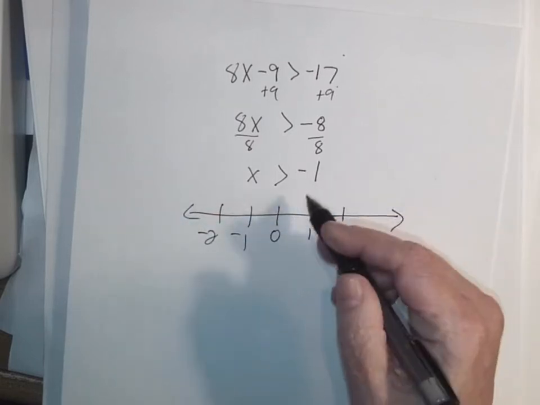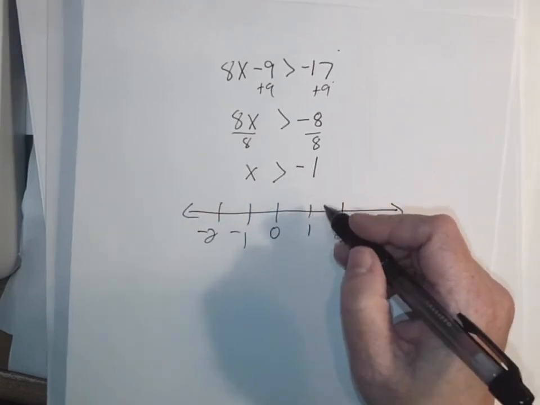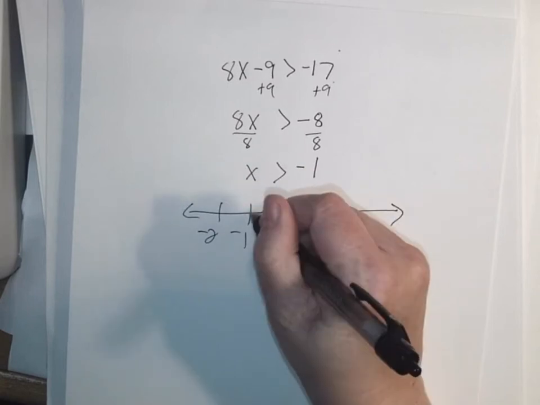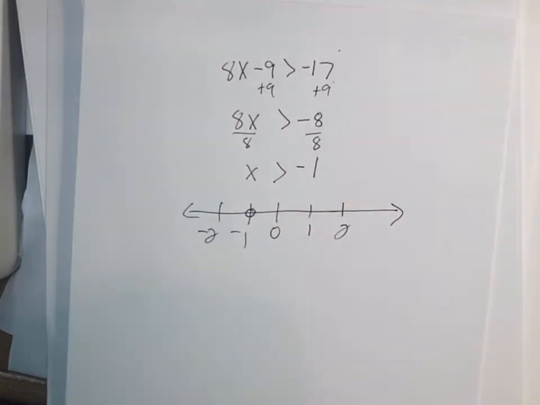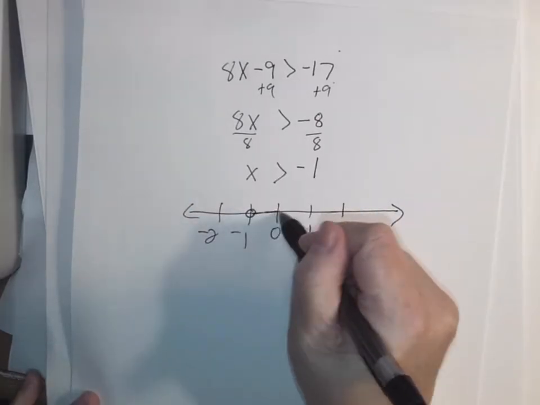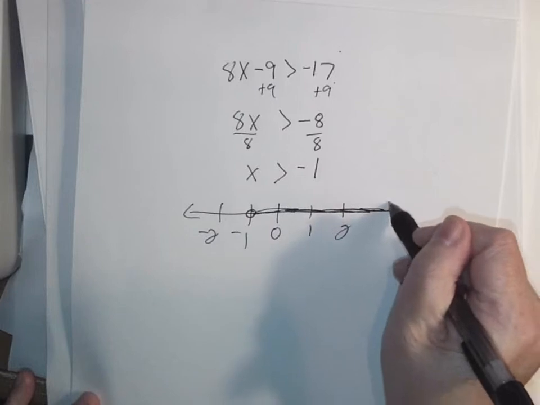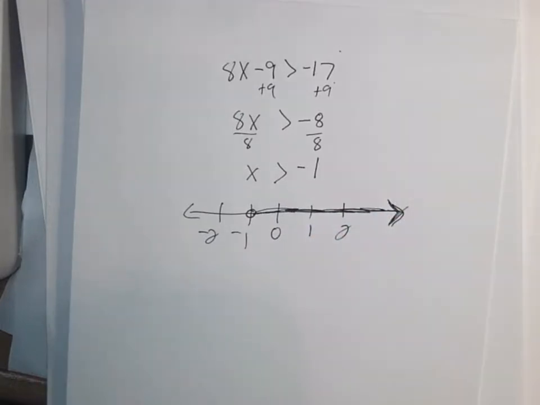And so because that is a greater than, I'm going to put an open circle where the negative 1 is. And it says it wants all values to be greater than negative 1. So I'm going to draw my line going in this direction, right? We want everything that's going to be greater.